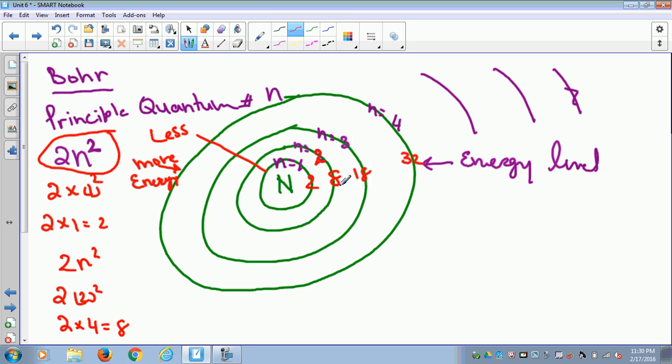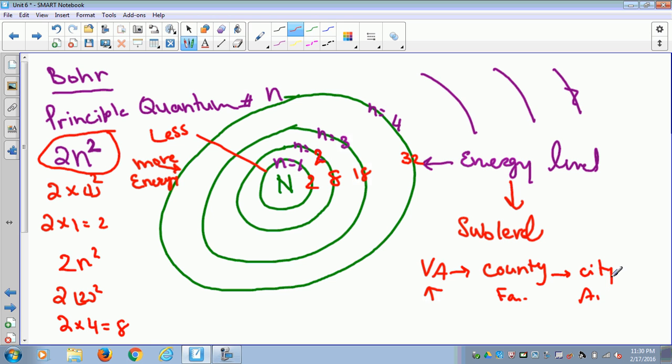Now these energy levels are divided into sub-levels. Within the energy level there are sub-levels, just like we have the state of Virginia, and then within the state you have a county. If somebody wants to find out where you are right now, you are in Virginia, then within Virginia you are in Fairfax County, then in the city of Annandale, and within the city of Annandale you are at Annandale High School. So this is what we are doing. We're trying to locate the electron.